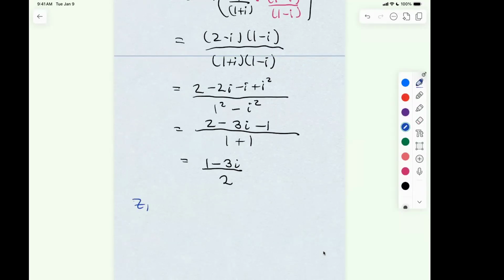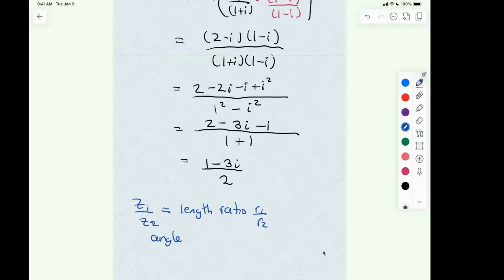But what is Z1 divided by Z2? Basically, this would be a number whose length is the ratio of the lengths of the numerator and denominator. So it's a ratio R1 divided by R2, and the angle of this new number is the angle of the first one minus the angle of the second one.